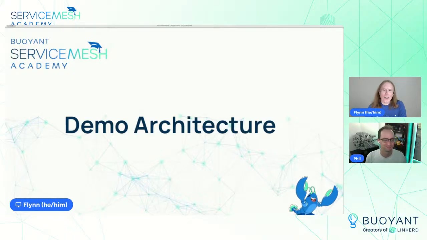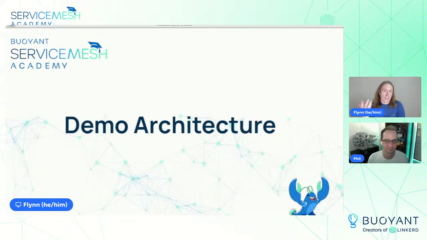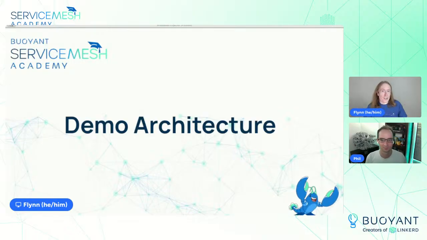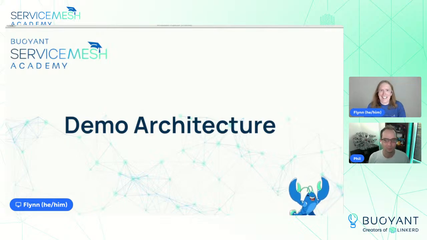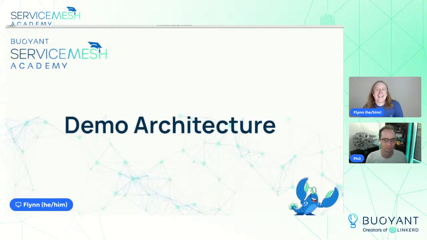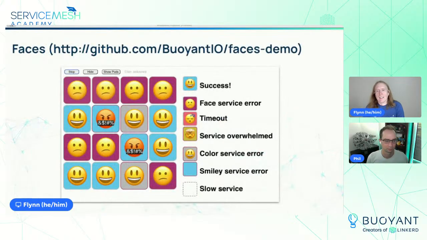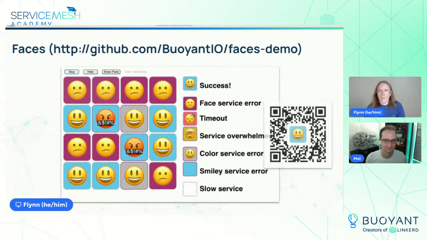All right, so let's talk a little bit about the demo architecture here. I was telling Phil earlier, we might actually do a short one today because federated services really are pretty easy to talk about. Demo architecture. We will be using the world famous Faces demo, which looks like this. That's the QR code that will take you to the GitHub URL for Faces, should you be so inclined.